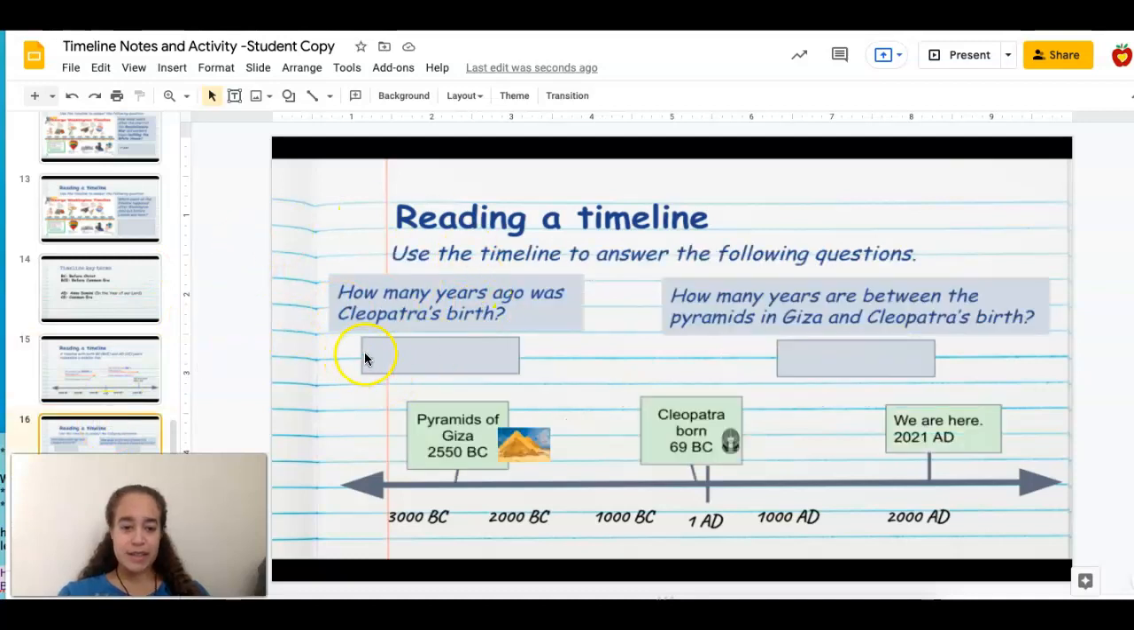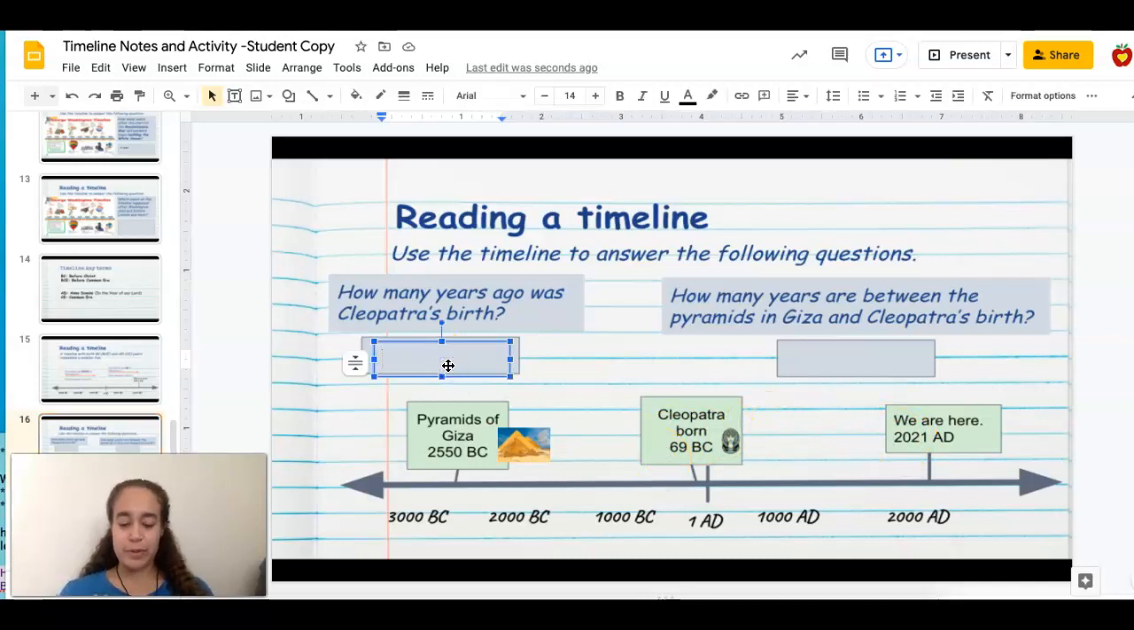And finally, these are some challenge questions. How many years ago was Cleopatra's birth? Because Cleopatra is born in the BC years and we are in the AD years, you had to add these two numbers. That was a challenge for a lot of people. This should be 2090. 69 BC, or 69 years here, plus 2021 years here. So 2090 years.